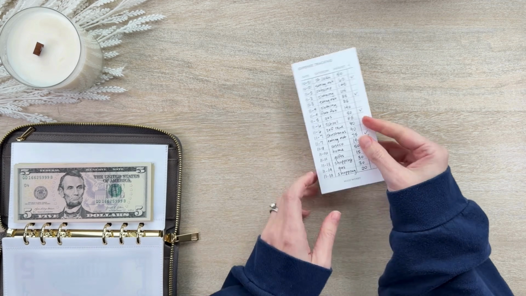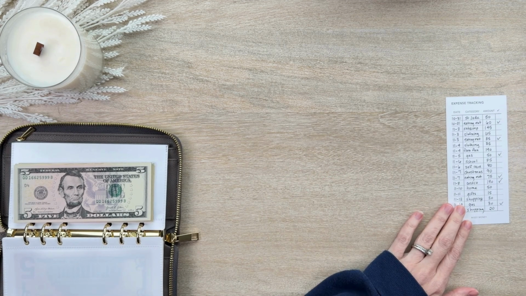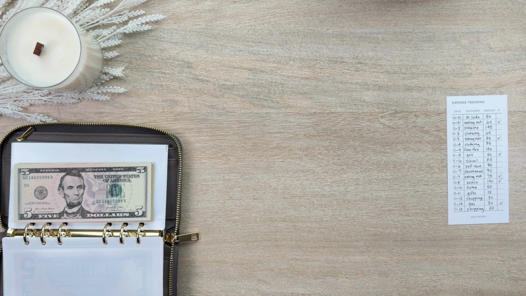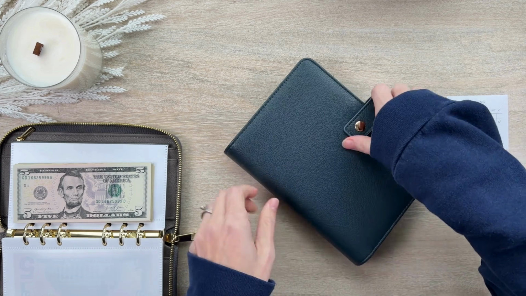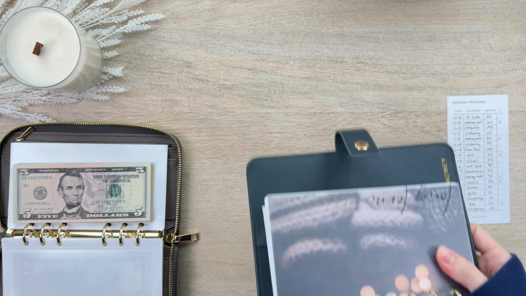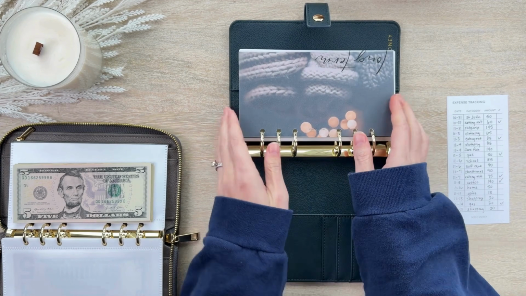So you can see that I've got some cash in here already, but we will go ahead and go through some of the other expenses that I need to reconcile for. So I know that I've got a couple in my long-term sinking fund binder. So let's go ahead and start with that one.